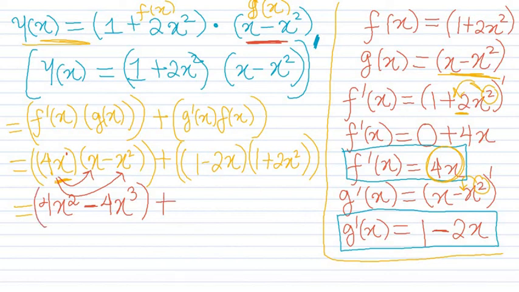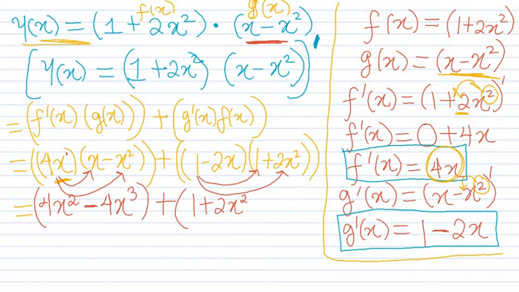So now you have the next thing, which is 1 times 1, which is basically 1. 1 times 1 is 1, and then 1 times 2x squared will be plus 2x squared, so basically the exact same thing.